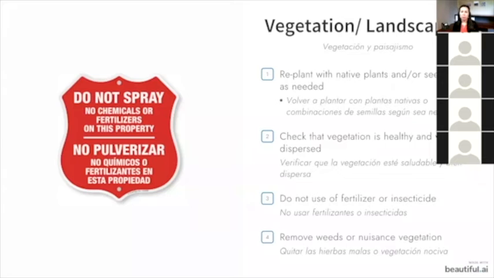Okay, so with our vegetation and landscaping, you might need to replant with native plants or native seed mixes as necessary. Be sure that your vegetation is healthy and also well dispersed. You don't want just a section of your rain garden with healthy plants and the rest of it is dead. You don't want that. You want to make sure that all of your vegetation is evenly distributed. Once again, it bears repeating. Do not use fertilizer or insecticide or herbicide in your rain gardens. You will need to remove your weeds, usually by hand, or any nuisance vegetation, and that is how you maintain your vegetation.